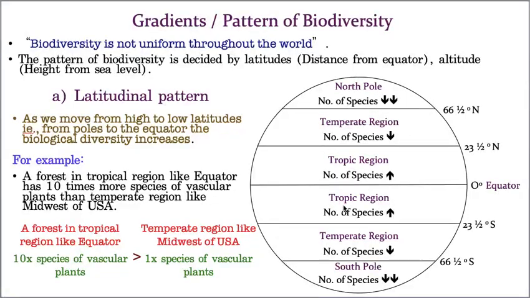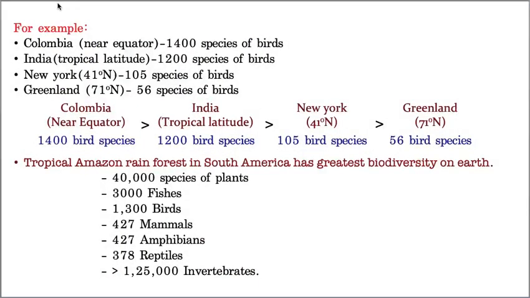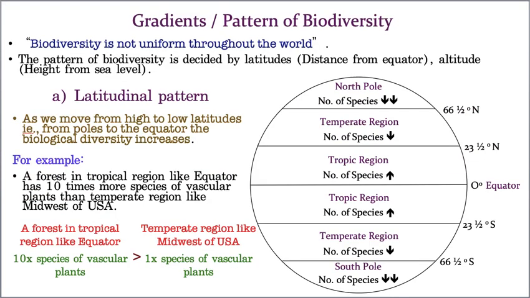Now for a little more clear understanding, we will take a second example. I think you understood the first example. Now what is the second example? Let us see. There is one more example, that is Colombia, which is near the equator, which is having 1400 species of birds. Whereas India is near the tropic latitude. I will show you: Colombia is on the equator, whereas India is in the tropic region.